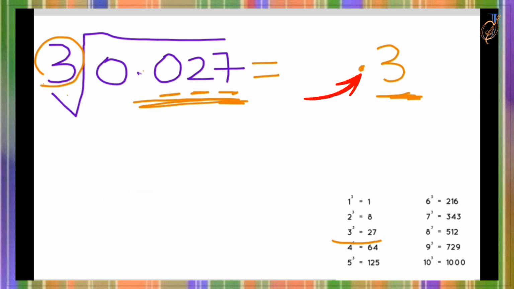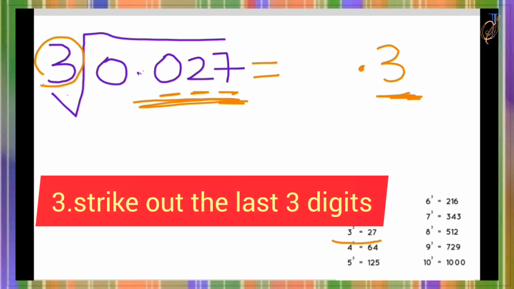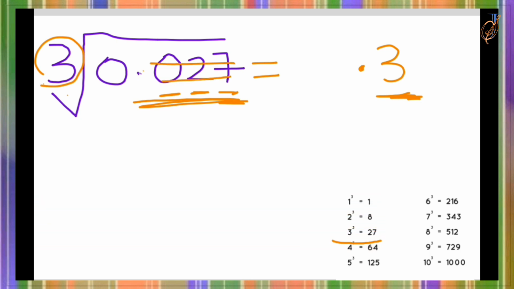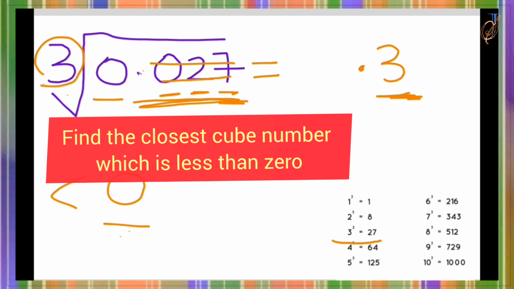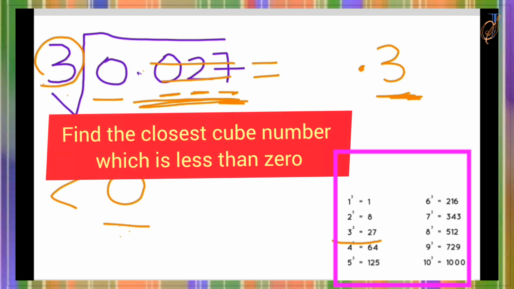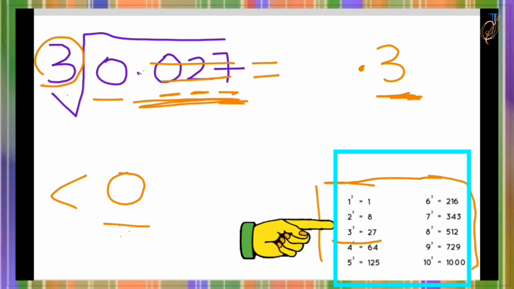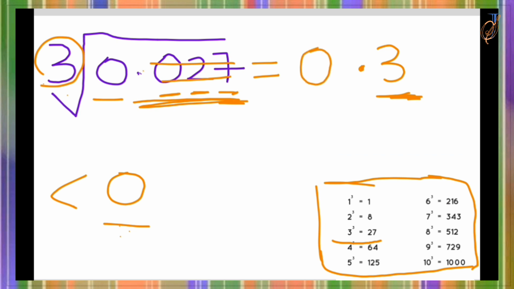After that you have to strike out the last 3 digits. Now you are left with the number 0. Closest cube number which is less than 0, nothing here. So that is the reason here you have to add 0 only. The cube root of 0.027, the result is 0.3.